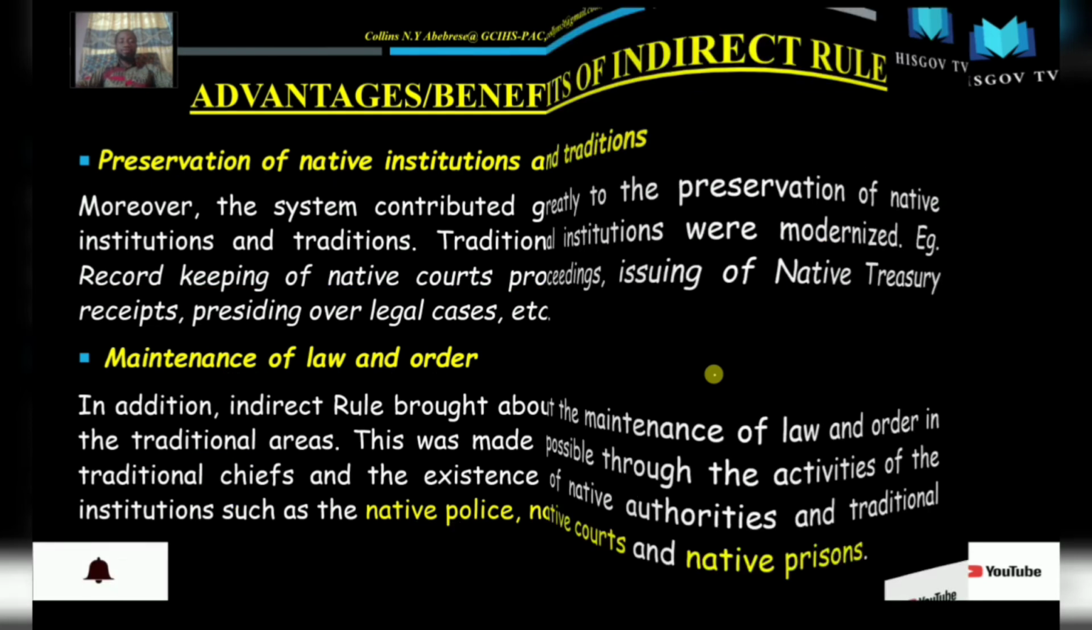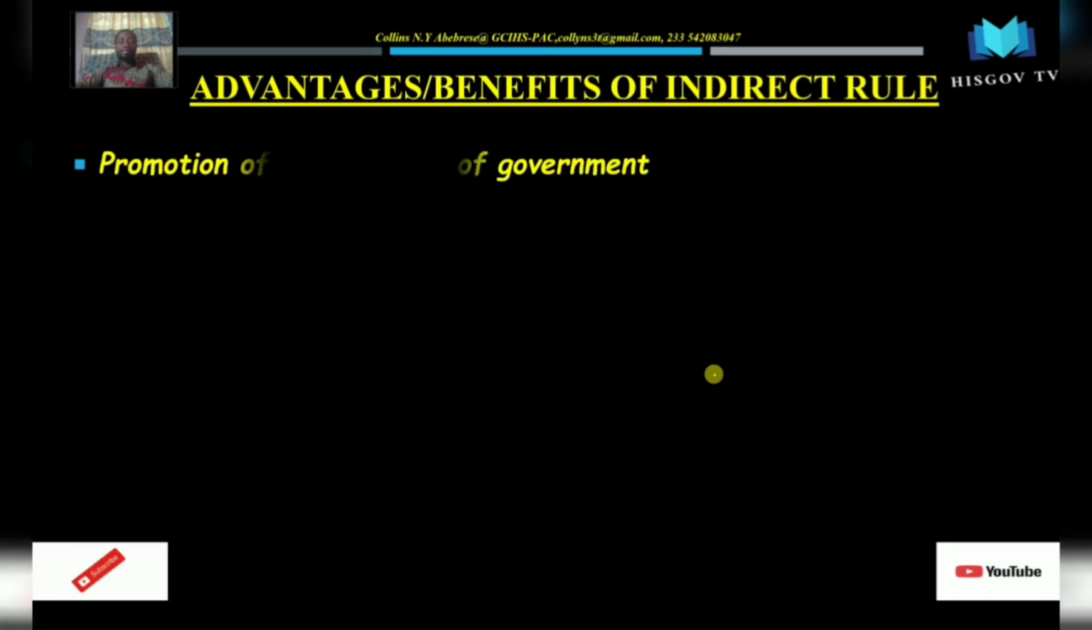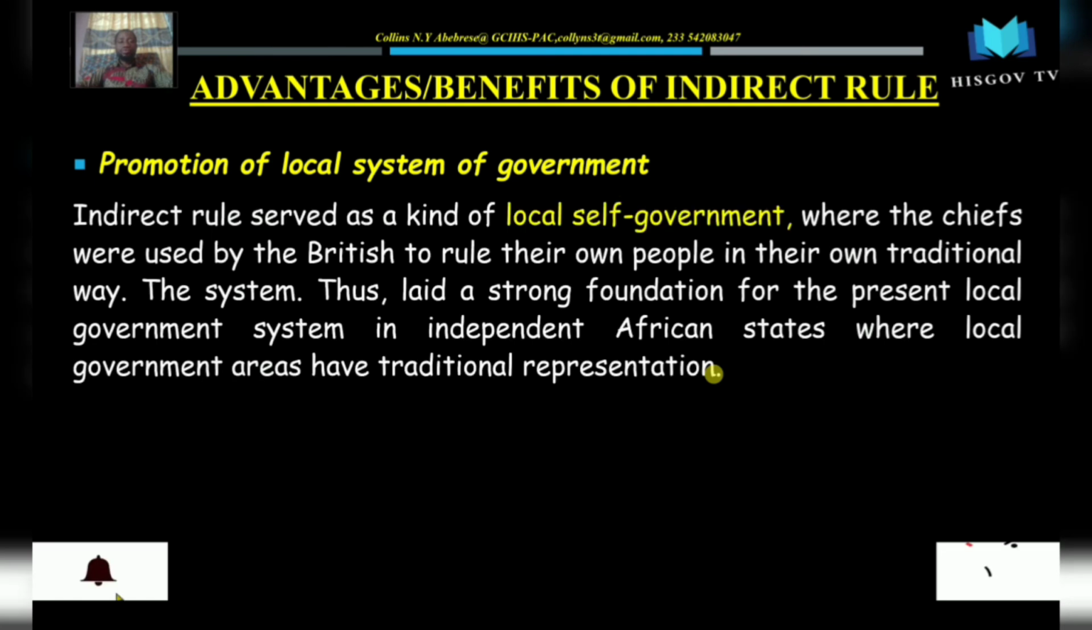Good. So let's look at the last one, I guess, and then we'll bring our discussion to an end maybe. So it also promoted the local system of government. Indirect rule also promoted the local system of government. So it served as a kind of local self-government, where the chiefs were used by the British to rule their own people, all right, in their own traditional way.